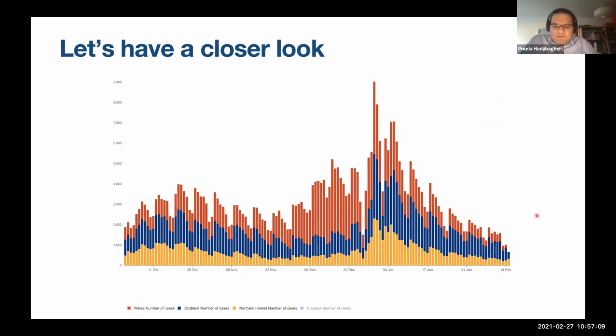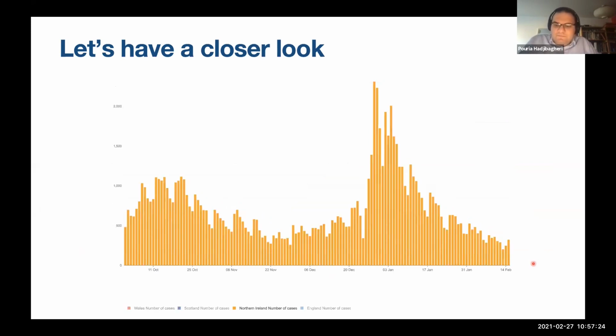But again, have a look at this. Does this show anything that shouldn't be there? Okay, I'm going to the next one. This is only Northern Ireland. Okay, so we are showing Northern Ireland in this graph as orange.